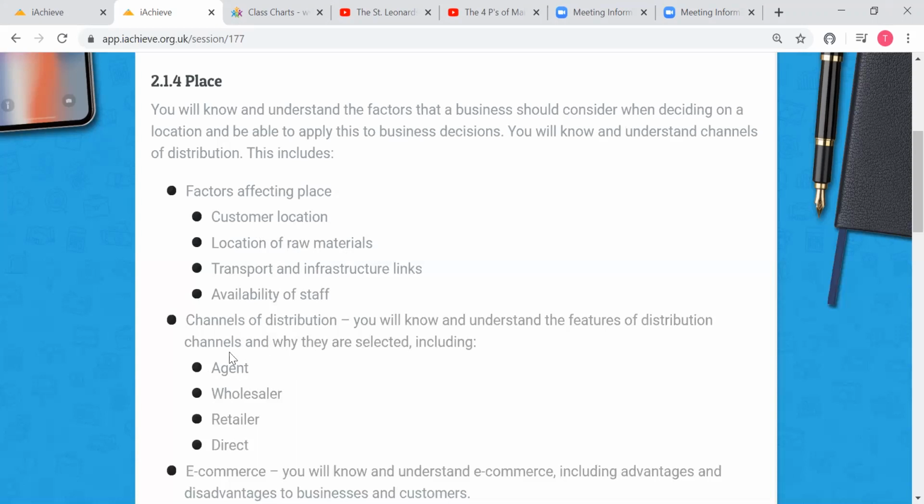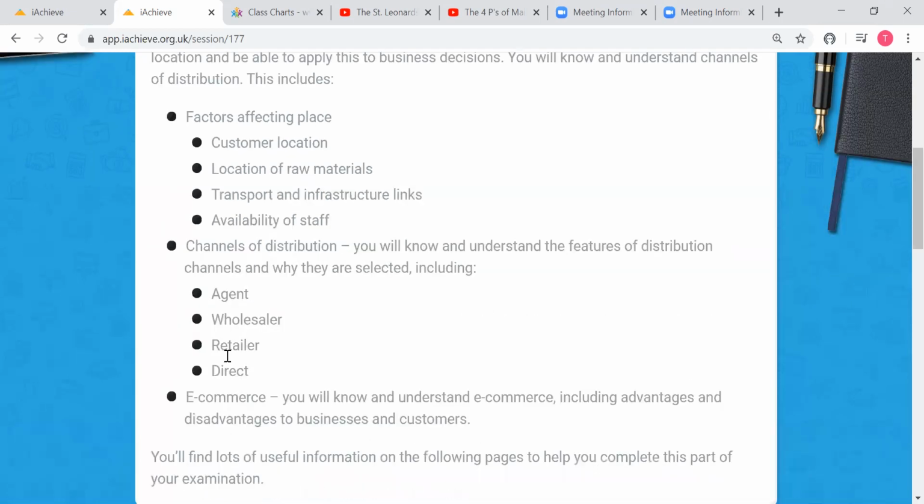We're also going to be looking at channels of distribution, how you get those products out to customers. Do you go through an agent? Do you go through a wholesaler? Do you go through a retailer? Or do you do it directly? And then lastly, we're going to be looking at a growing example of direct distribution through e-commerce and m-commerce.